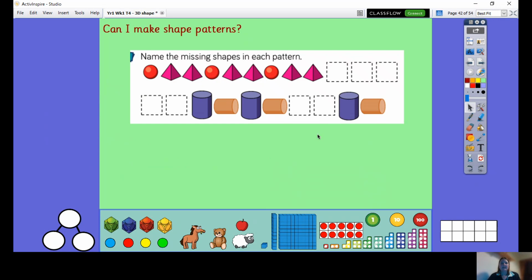Right. So this time we're going to be thinking about patterns. So let's have a little look at the patterns. So we always say, don't we, it's easy if we say the patterns, it also helps us to remember the shape names. So we've got here a sphere. And I'm just going to say pyramid instead of square base pyramid because it's just quicker. So we've got sphere, pyramid, pyramid, sphere, pyramid, pyramid, sphere, pyramid, pyramid, and it's going to be a sphere.